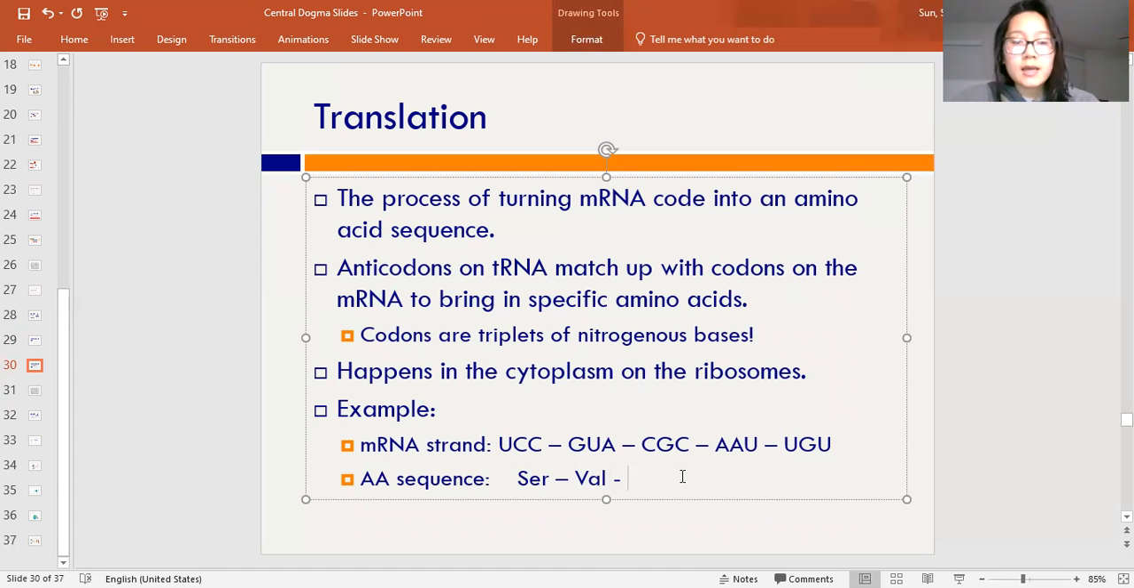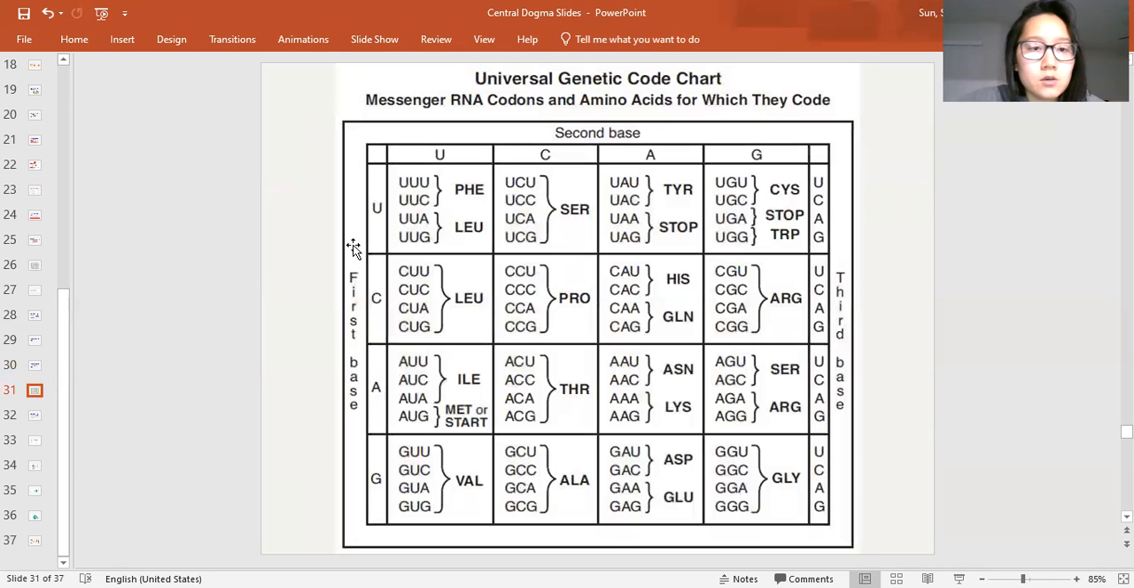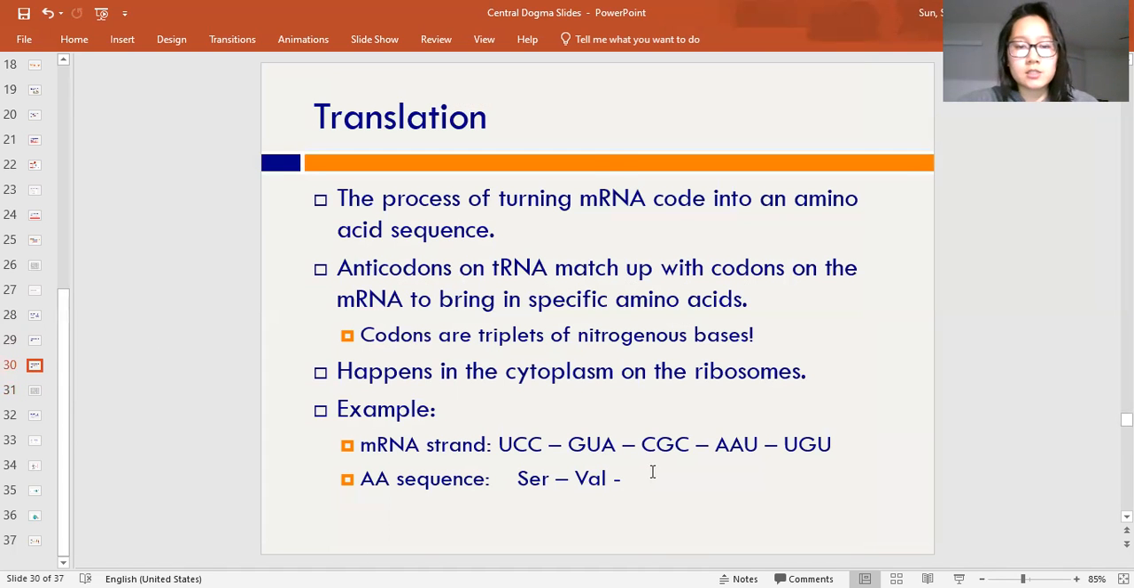Okay, the next codon we're looking at is CGC. So we're going to go down here, and our first base is going to be C. Our second base is going to be G. So we're going to be looking in this box because we know that this box has the C as the first base and the G as the second base. So inside of this box, we want to find CGC, which is right here, which is going to be ARG, or arginine. And we're going to write ARG as the shorthand.